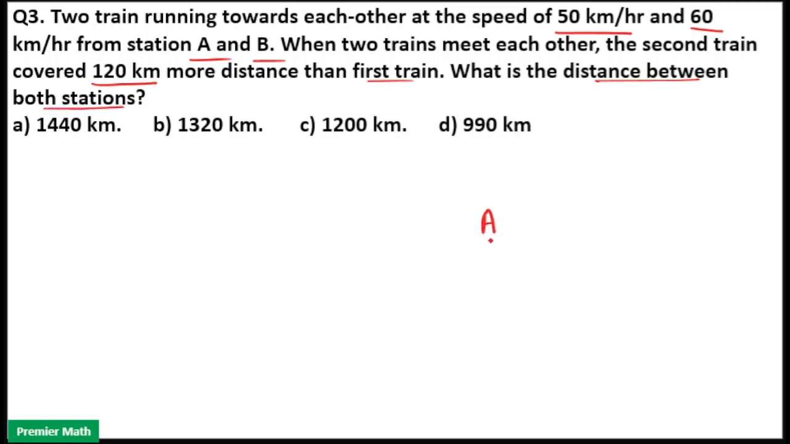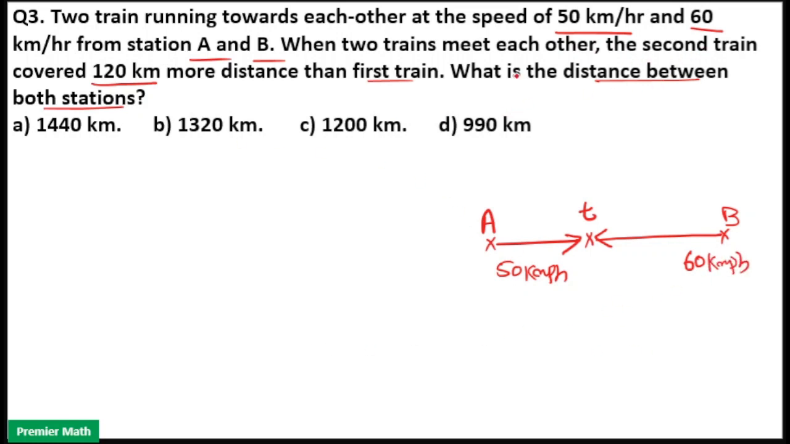Two stations A and B. And the train from A is traveling towards station B and the train from B is traveling towards station A and they meet at a point. And I will take the time of meeting as T here. And the train from A travels with a speed of 50 km per hour and the train from B travels with a speed of 60 km per hour.